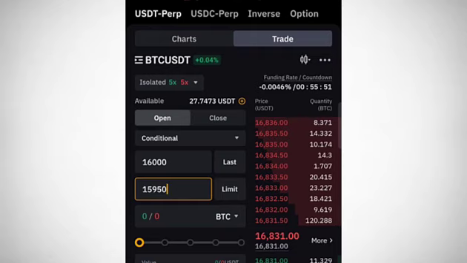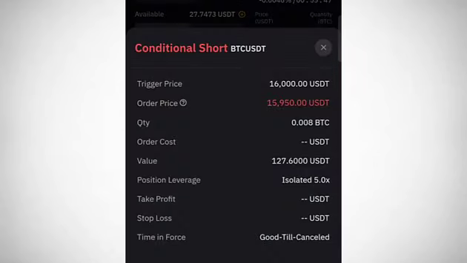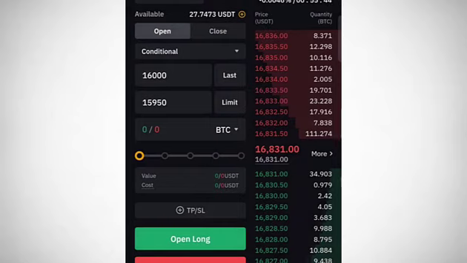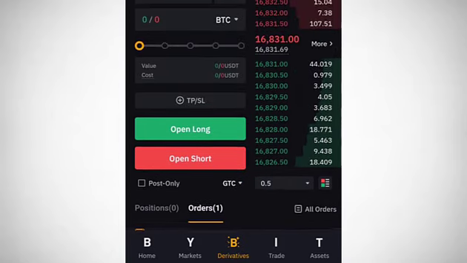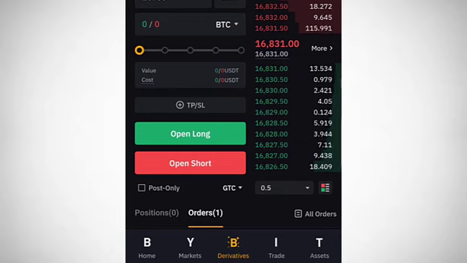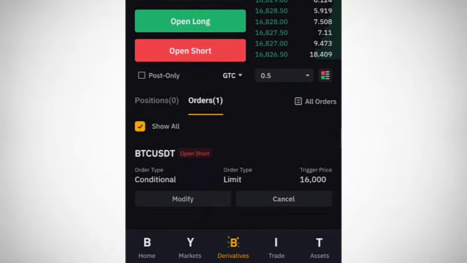So I could equally place a short position order with this, toggle the percentage bar, then open a short position. And this position is not going to execute because this is a limit order and the market needs to get to that trigger price. Bitcoin needs to get to 16,000 before this order can trigger, and it's not going to activate immediately, because once it gets to 16,000, the Bybit exchange will place an order for me at 15,950. That is how conditional order works.